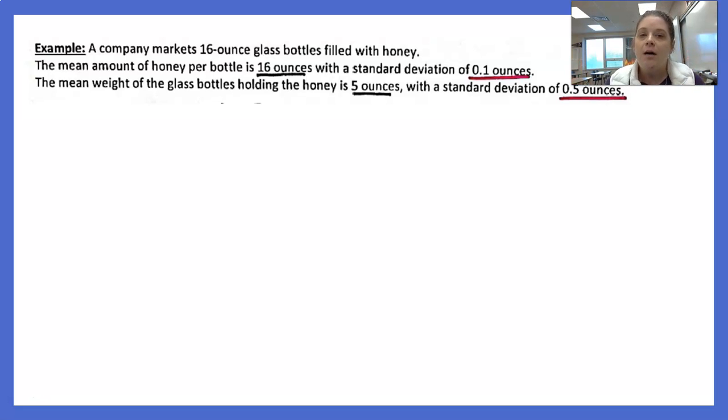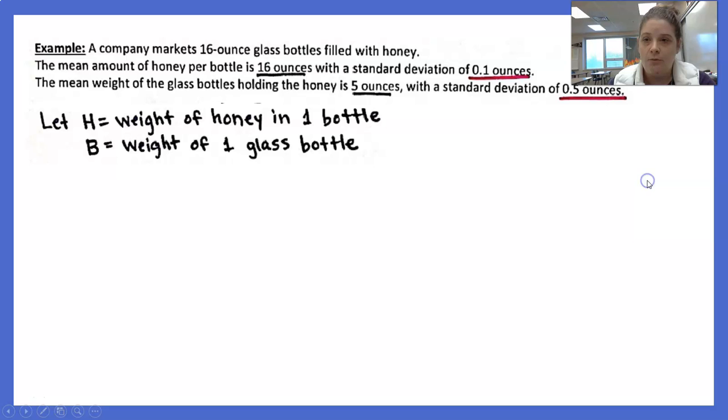Okay, so it says a company markets 16-ounce glass bottles filled with honey. The mean amount of honey per bottle is 16 ounces with a standard deviation of 0.1 ounces. The mean weight of the glass bottles holding the honey is 5 ounces with a standard deviation of 0.5 ounces. All right, here we go. So I'm going to define my variables. I'm going to say H equals the weight of honey in a bottle and B is the weight of a glass bottle. So the H is literally just the honey floating out in space. How much does the honey weigh? And B is the glass bottle itself.